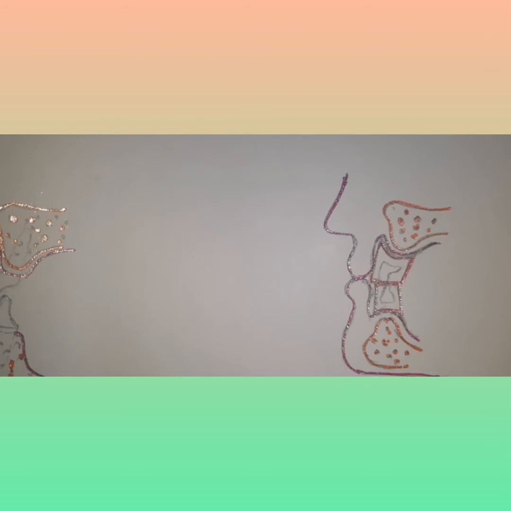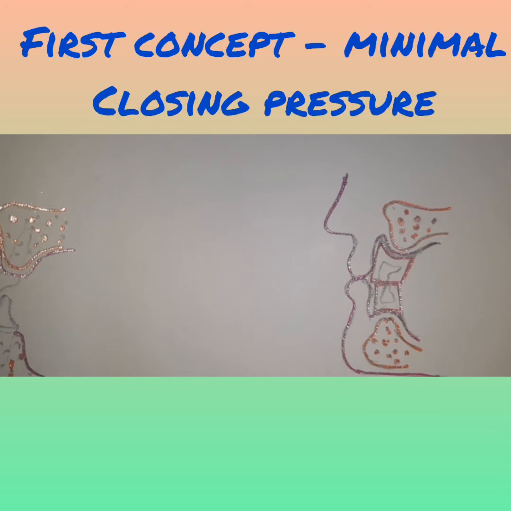Now, what are those? What is the first concept? The first concept is that the centric relation record should be made with minimal closing pressure. What do you mean by that? It means that you have to apply a minimal pressure so that the tissues supporting the base will not get displaced while the record is made.